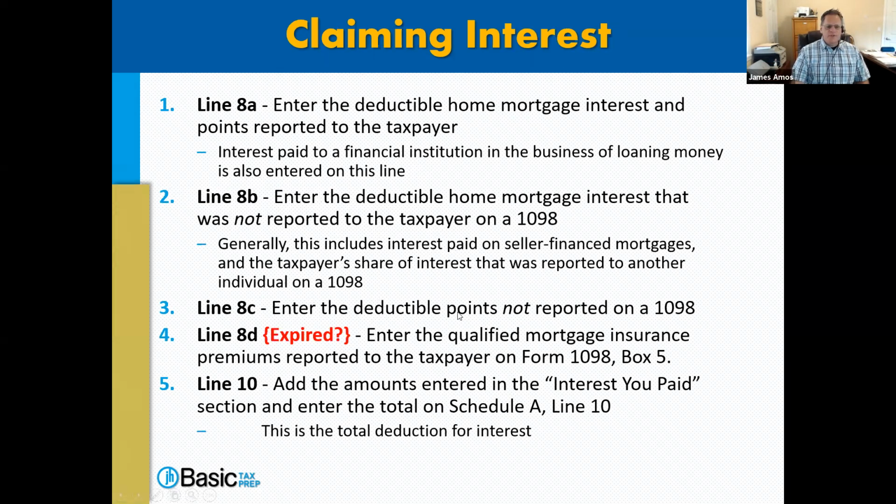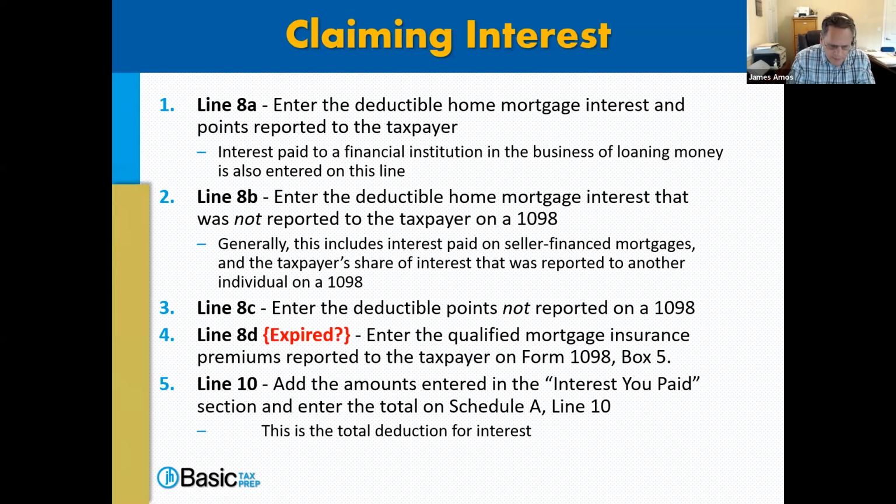Line 8C is for points that you can deduct that are not on a 1098. Again, you might have done a refi that might not show up on a 1098. There are other circumstances where you might have points that don't show up on a 1098. If it shows up on a 1098, it goes on line 8A. If it's not on a 1098, interest goes on line B, points on line C. Line 8D has expired.